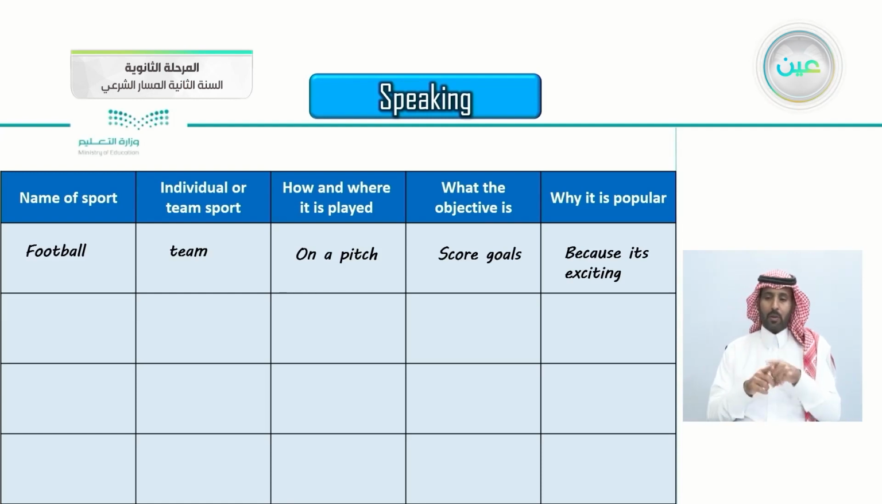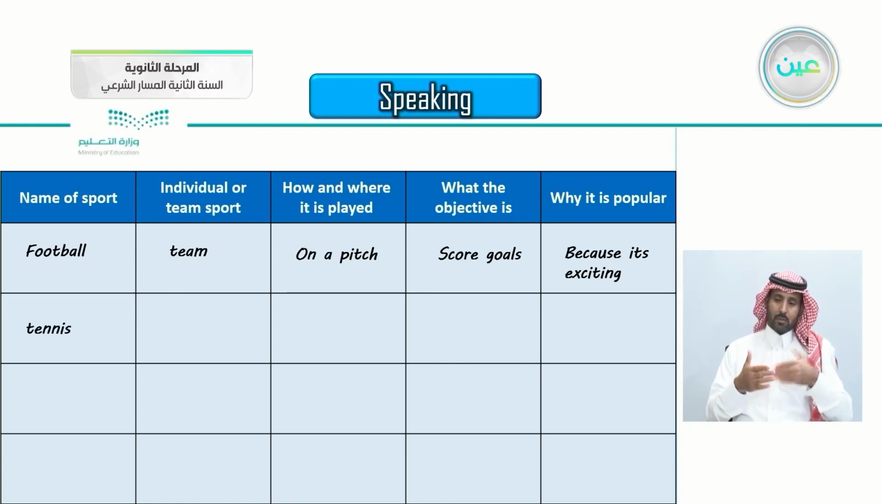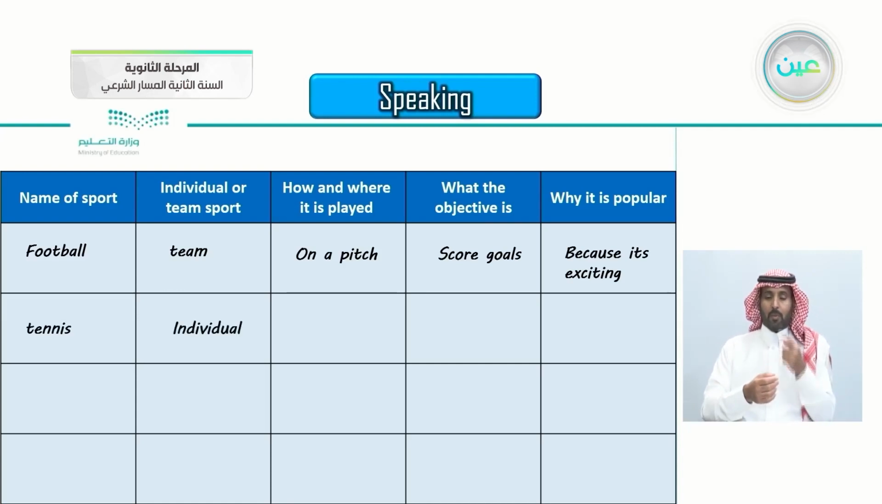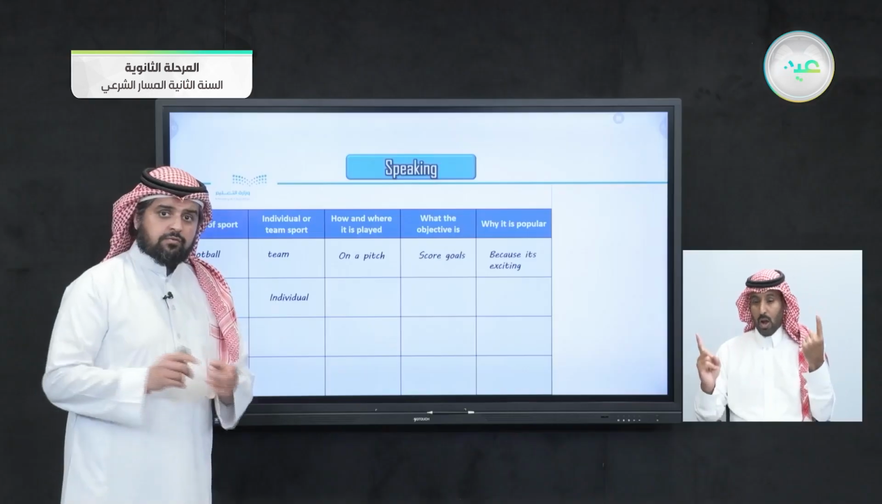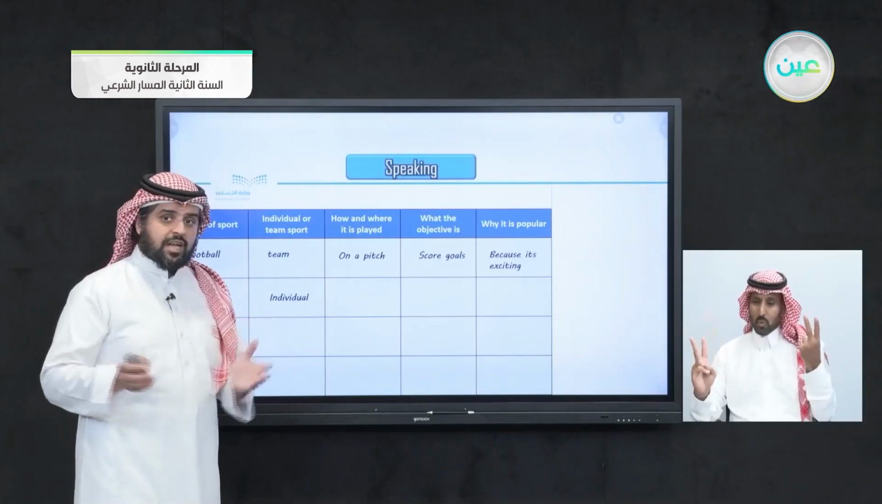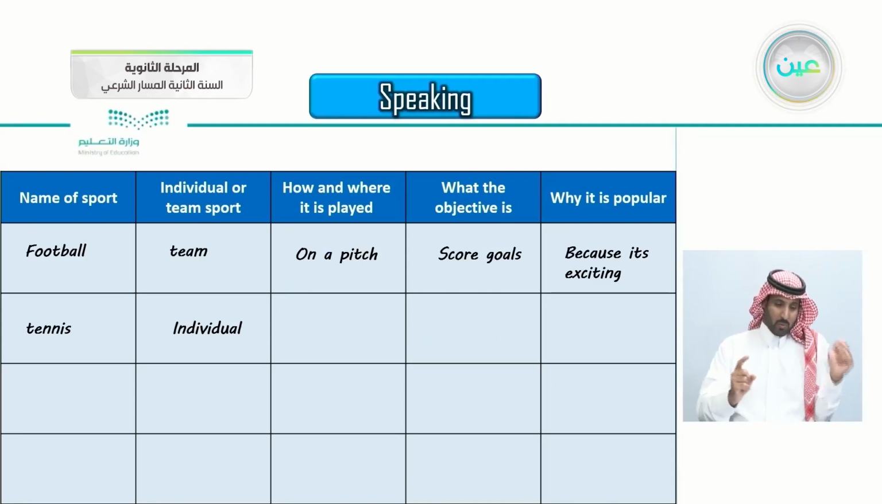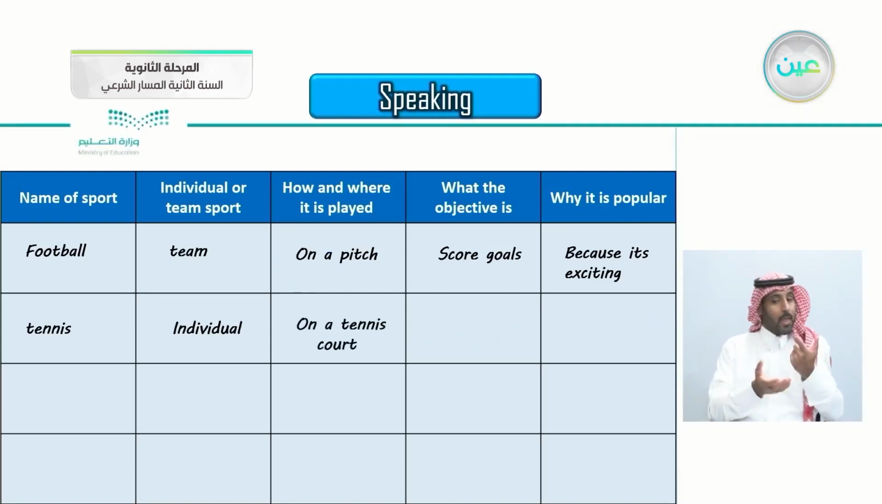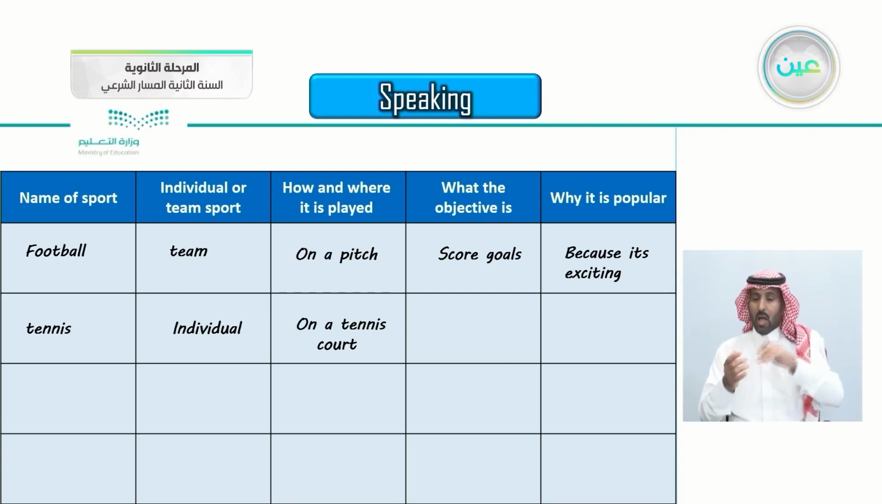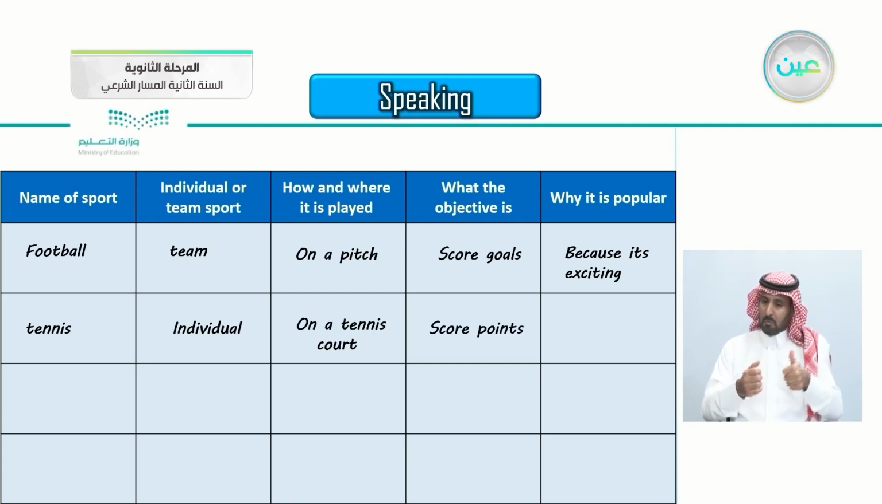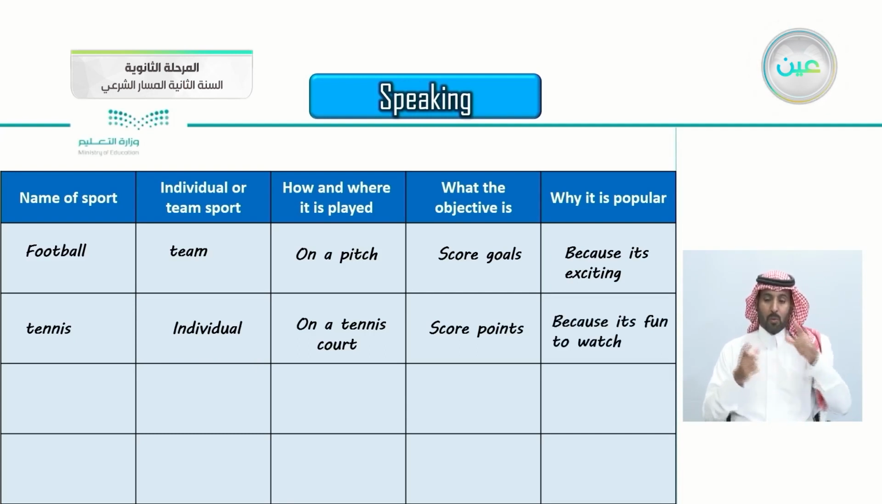The second sport is tennis, and it's individual, and of course, sometimes it's a team when they play 2 against 2, but most of the time it's individual. How and where is it played? Of course, it's in a tennis court. You know the tennis courts, whether it's grass, clay, or anything else. What is the objective? Just like football, to score more points. They call it points, not goals. Why is it popular? Because it's fun to watch. It's fun to watch tennis games.